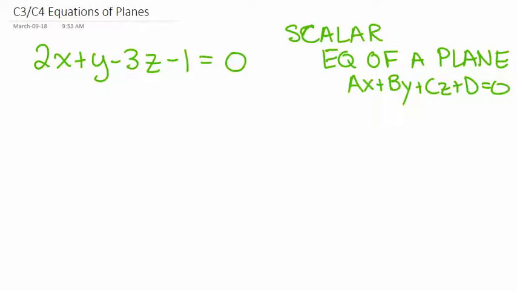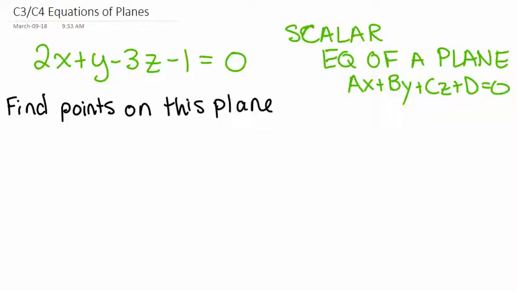A good skill to have is being able to find a billion points on this plane. So say we wanted to find points on this plane. You just make the equation equal 0. I'm going to find point A. I'm just going to make this up. If I choose x to be 1, I have 2 times 1 plus, and I'm going to pick a random value for y, negative 1.